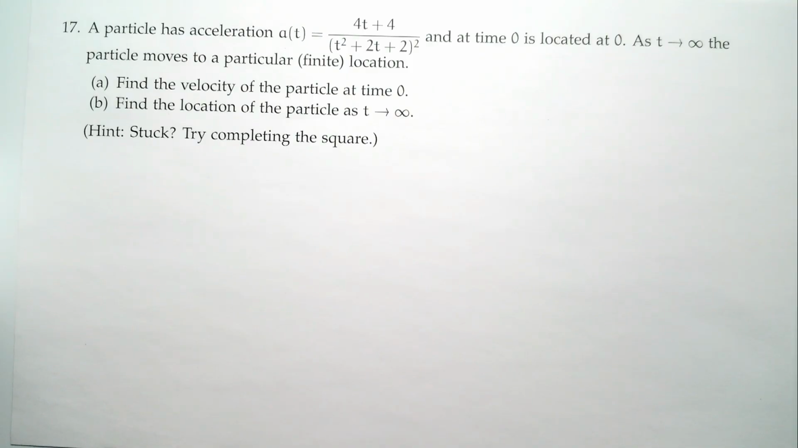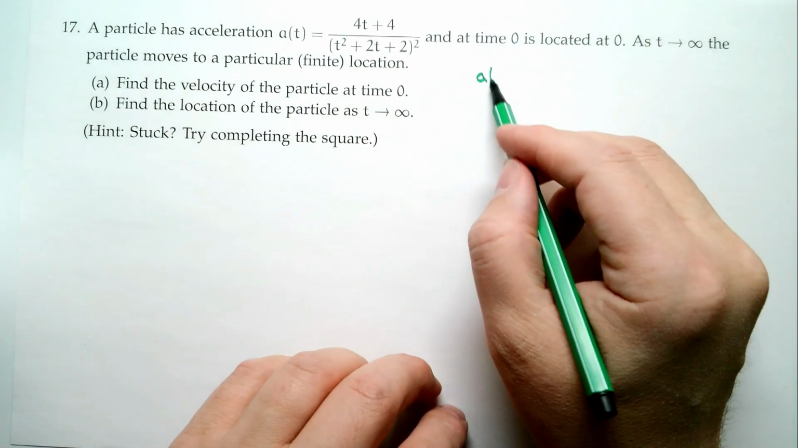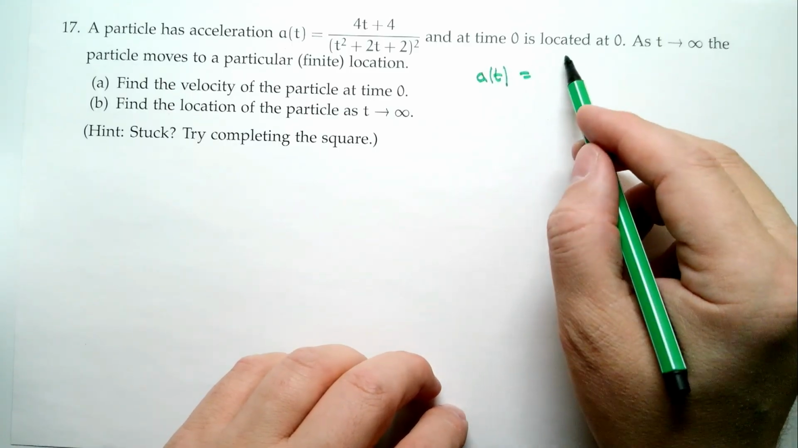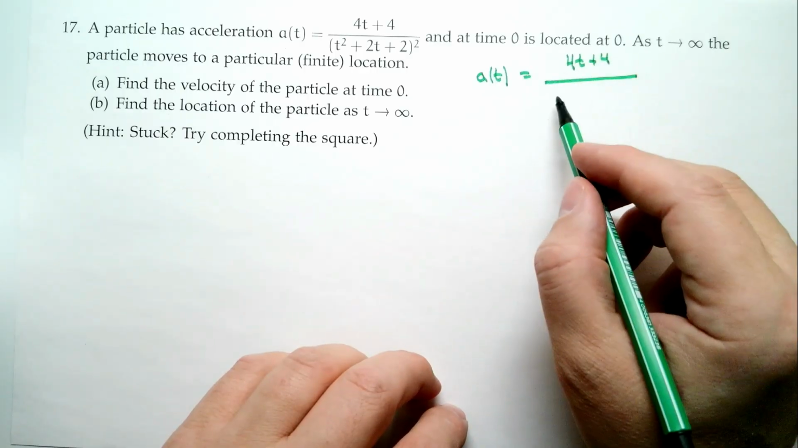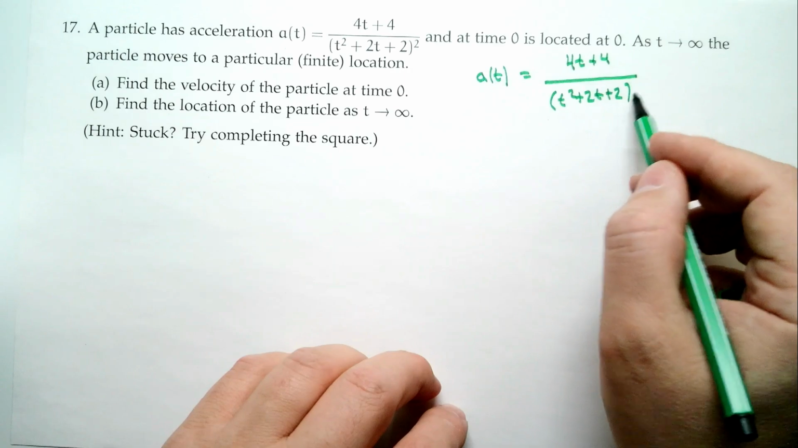And there's a hint that says if you're stuck, try completing the square. Well, that's an unusual hint. How would we be stuck? Silly hint. All right, well, let's begin. So we have our acceleration. We were trying to understand something about velocity and location. We just did a problem similar to this, so we're probably going to do something similar as before, which is let's talk about integration.